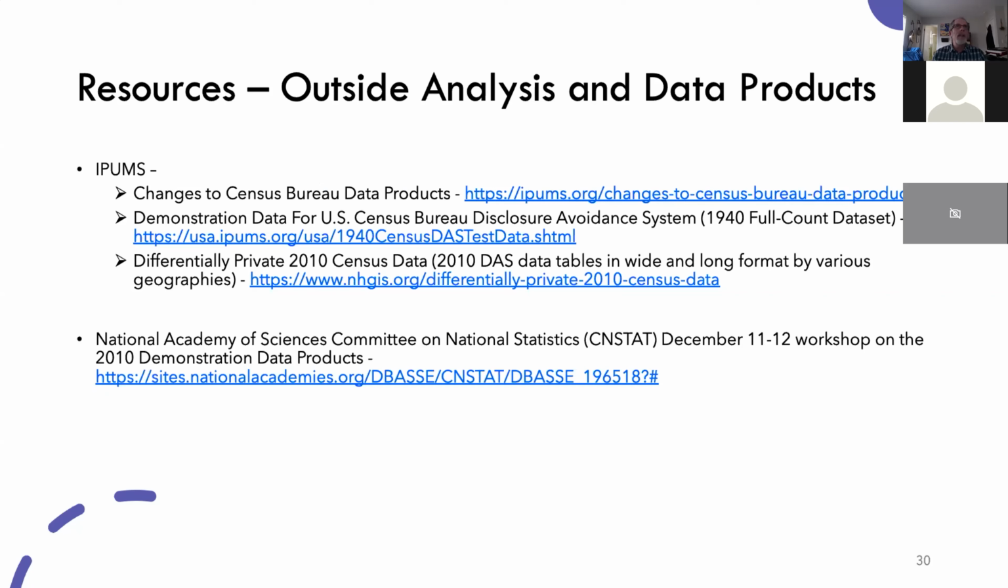Finally, the National Academy of Sciences, National Statistics had a December workshop where a number of presentations happened. That influenced a lot of what the Census Bureau is currently proposing towards their own changes in differential privacy. Both the presentations themselves and the materials are linked on those. So again, if you have the chance, it's a really interesting view to check those out. So again, open to any questions or discussion.